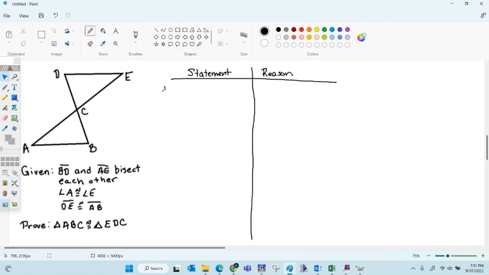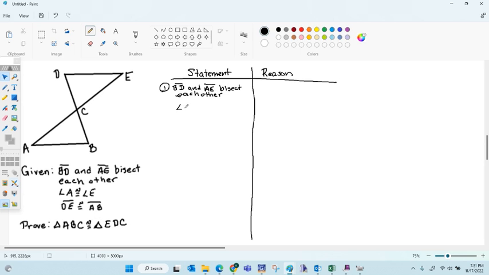So our first thing, probably all of you are itching to say, is to put in the given information. So let's do that one thing at a time. BD and AE bisect each other. We have to remember what bisect means. Take your time to write it down.